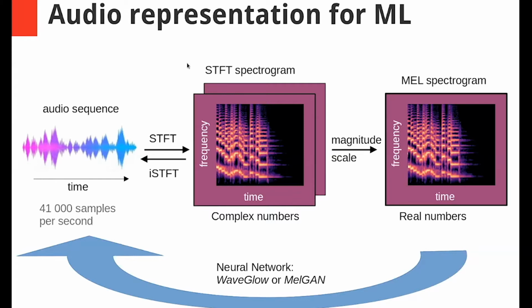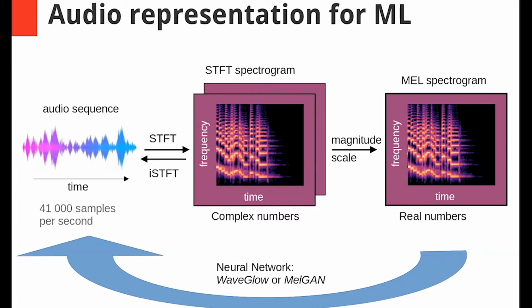One way of doing it is to use short-time Fourier transforms, which will give us some spectrograms, which consist of complex numbers. So we have a frequency distribution in time, but represented as imaginary and real part. We can reduce it further, taking a magnitude and logarithm and scaling the spectrogram a little bit, which is called a mel spectrogram. Then we get rid of the imaginary part of the complex numbers, and this is great.